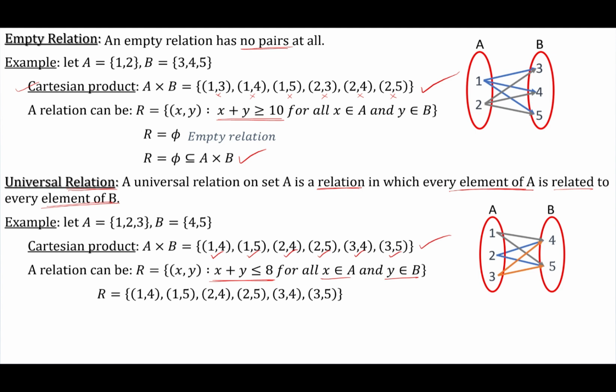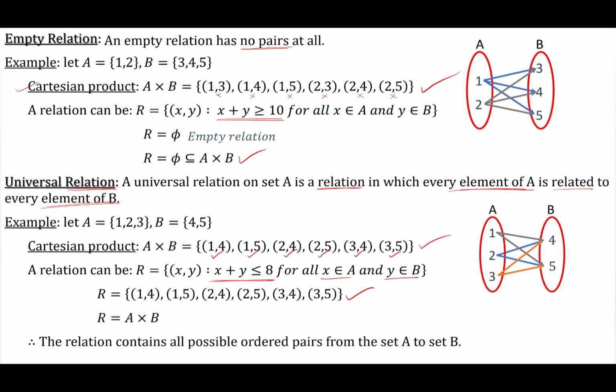So such relations are called universal relation. A relation contains all possible ordered pairs, like the Cartesian product. But this is a relation, universal relation, but the Cartesian product is a set. Try to keep it in your mind.